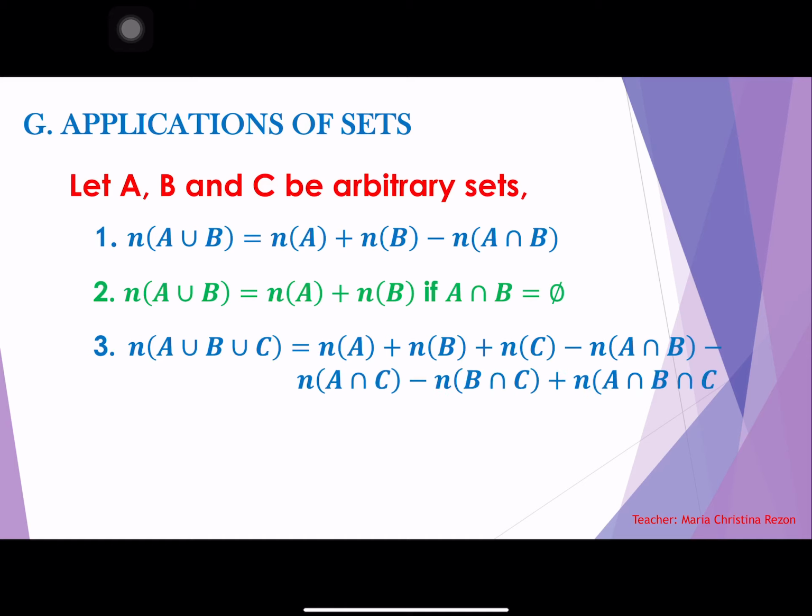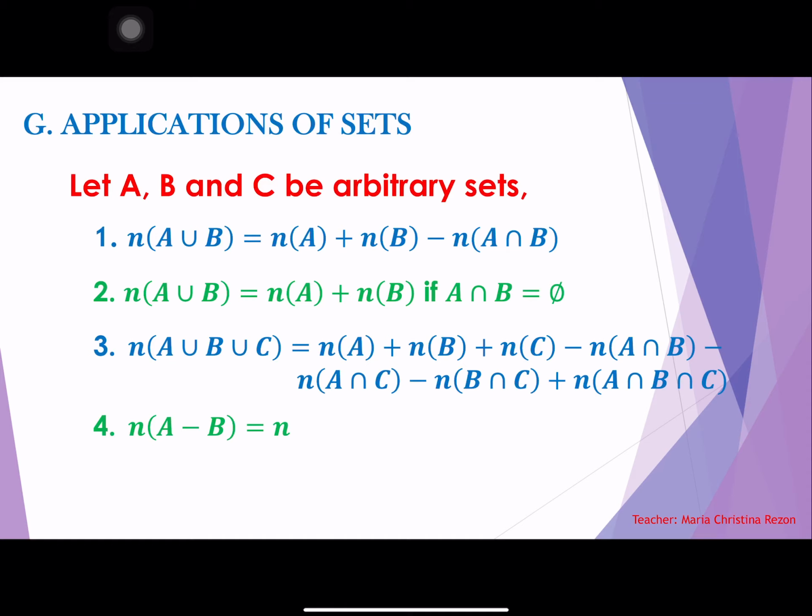If you get the number of elements of its union, then it is equal to the number of elements of A plus the number of elements of B plus the number of elements of C minus the number of elements of A intersection B minus the number of elements of A intersection C minus the number of elements of B intersection C plus the number of elements of A intersection B intersection C.